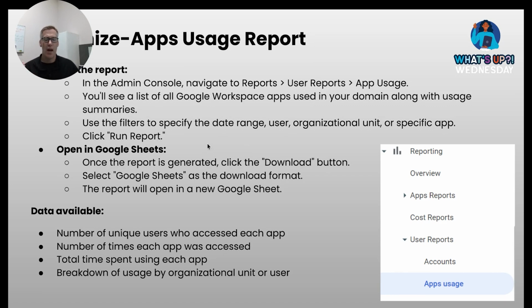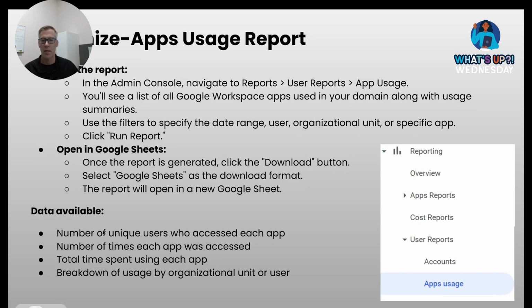Once you've done that, like I said, you can click Run Report. You can open that report in Google Sheets. Once it's open, you can do all of the things that you need to do within there, such as pivot tables and graphs and so on and so forth. You can also open that CSV file within Microsoft Excel if you want enhanced capabilities.